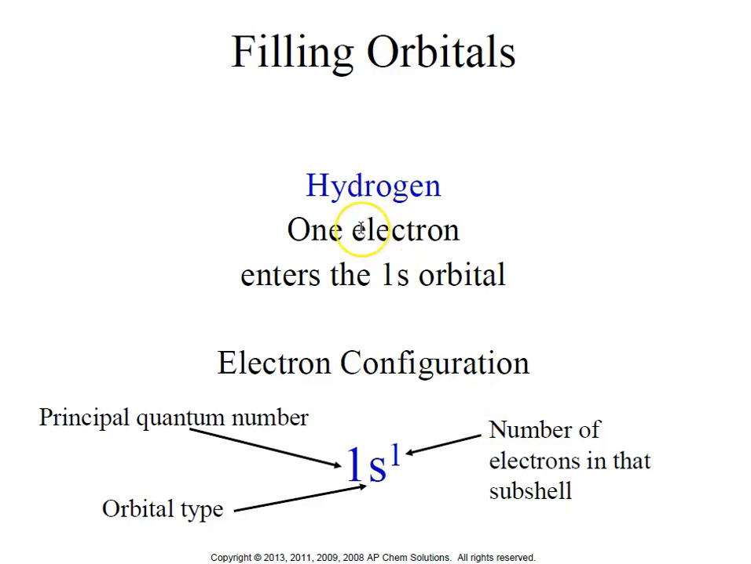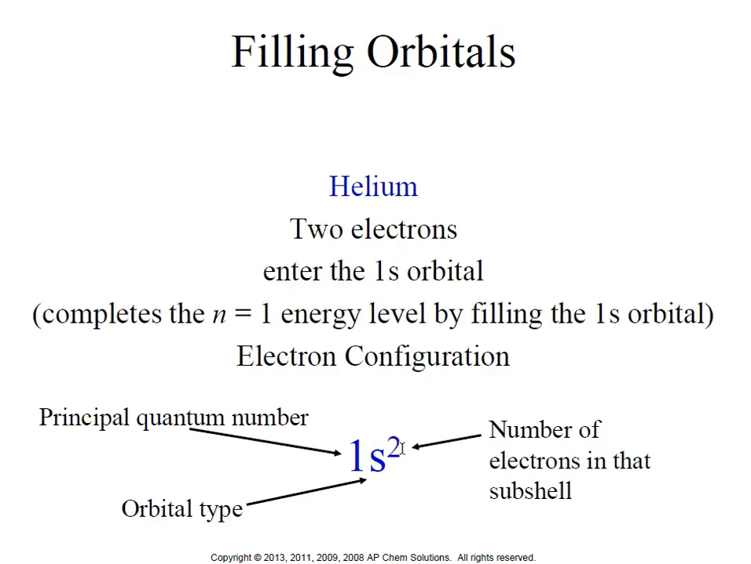Hydrogen has only one electron, so that one electron would go into the 1s orbital. And that would be written as 1s1 as your electron configuration. The first number is called the principal quantum number. That just tells you your energy level. And then you have your orbital type or sublevel, and then the exponent tells you how many electrons are in that subshell or sublevel. Helium, with its 2 electrons, can have both go in the 1s orbital, because that orbital can hold 2 electrons. So 1, your period number or energy level, s, your orbital type or sublevel, and 2 electrons.